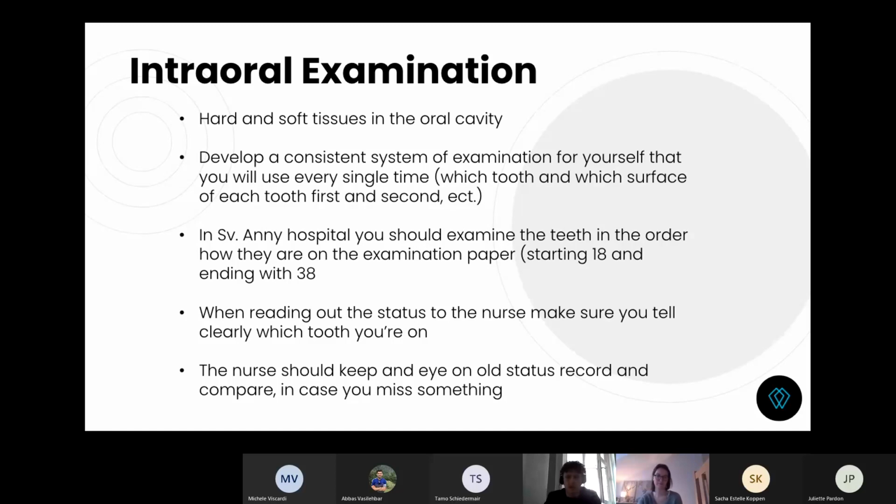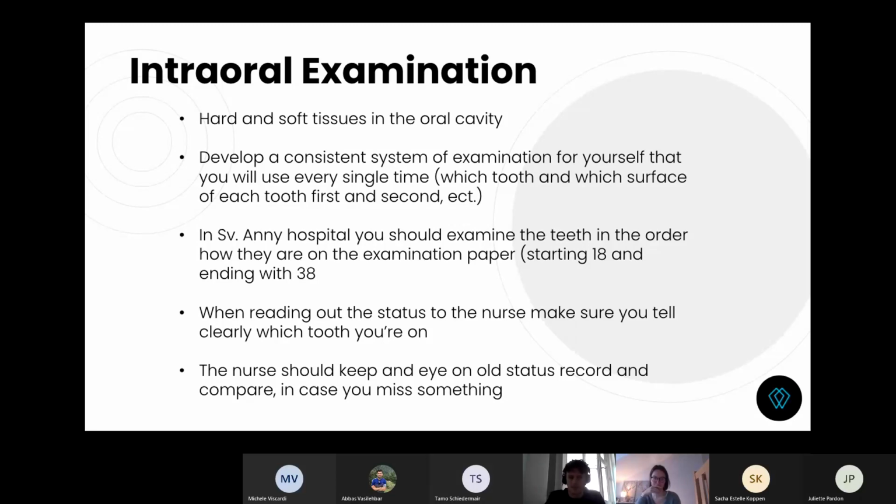And yeah, the nurse also, and you also should keep an eye on the old status records in the patient, like the examination paper, what has been filled in maybe half a year ago, because it can help you a little bit to find those things again.